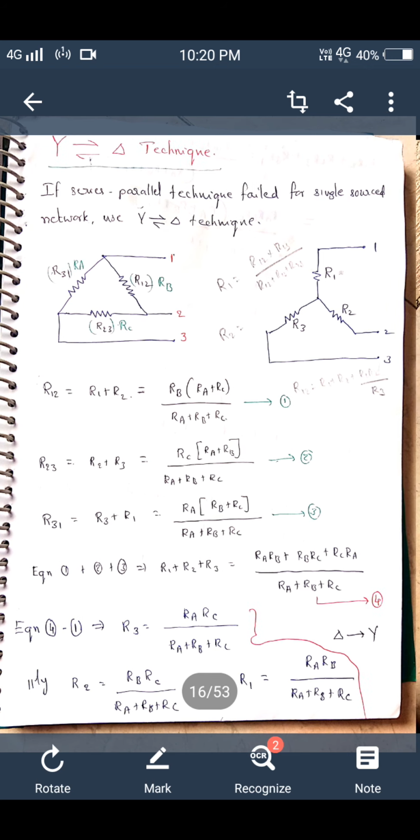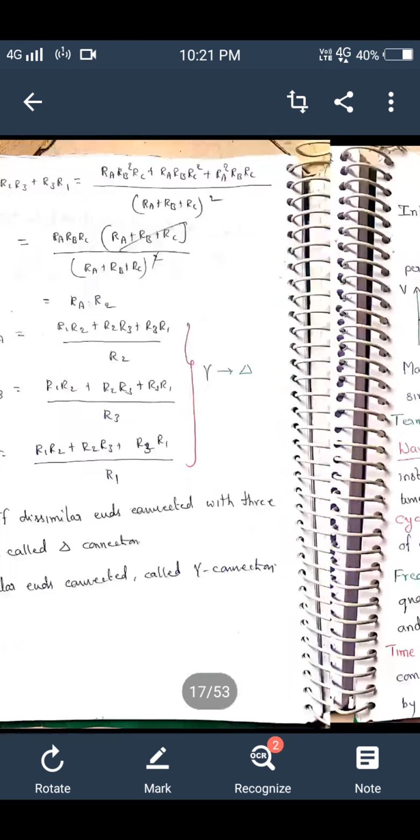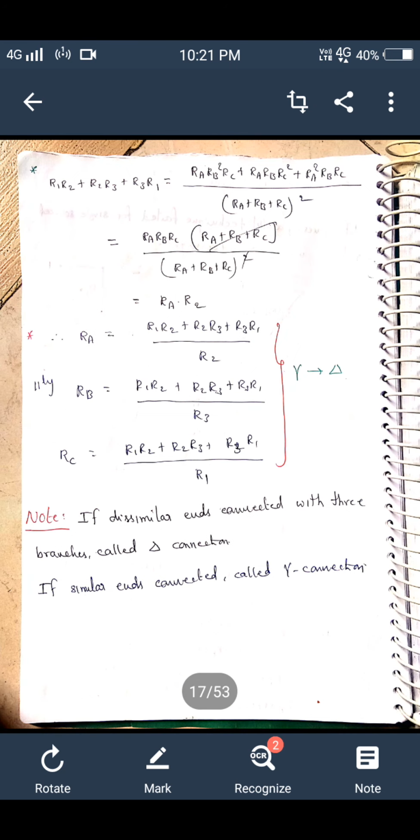Similarly, if a star connection is there and you want to convert it to delta, we use these formulas. Say if you know the leg resistance values like R1 R2 R3, and you want to calculate R12, we use the formula as R1 plus R2 plus R1 R2 by R3. By using this formula, we will calculate delta values.